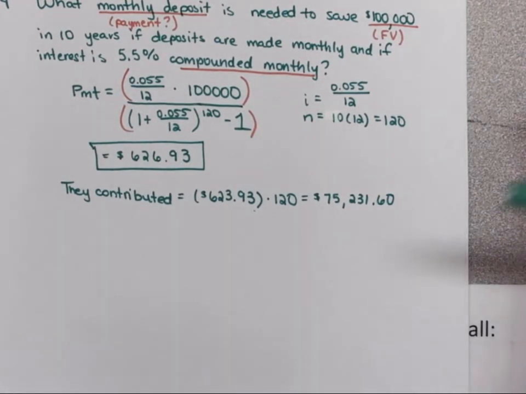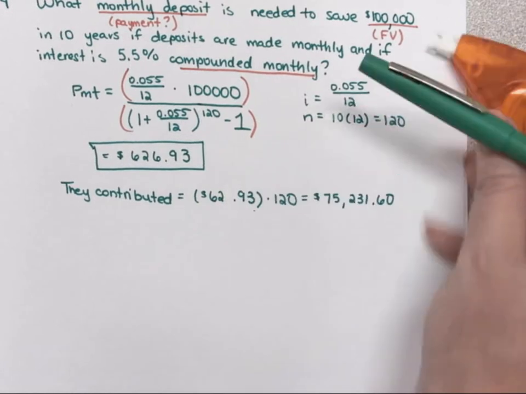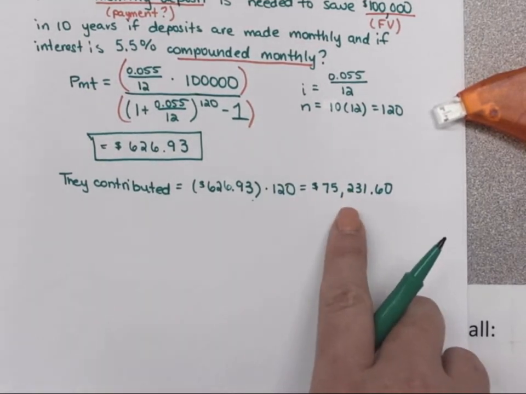Oh, I did that before too. Yeah, so thank you for letting me know. So that should have been a 6, right? Just don't copy it down wrong like I just did. So 626.93 is what it should be. Okay. But I think if you multiply it out, you still get what I said there, which is the 75,231.